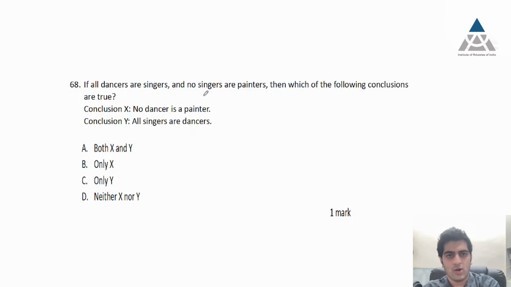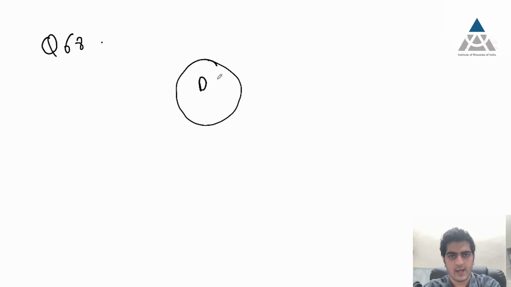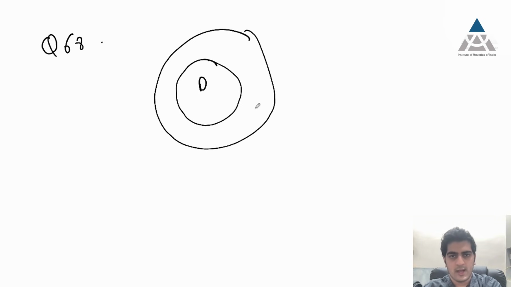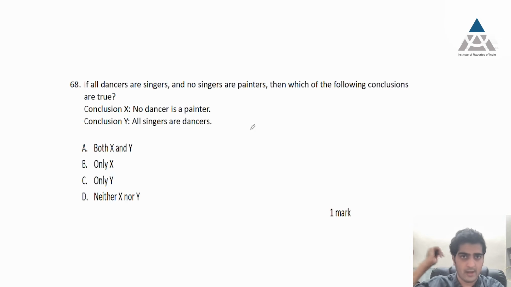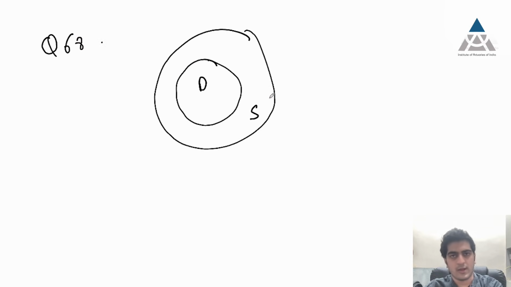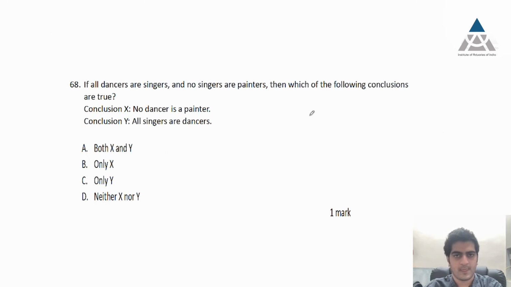So question 68 says all dancers are singers. So you have a Venn diagram of dancers and they are all singers. The opposite is not necessarily true. All singers may not be dancers, right? No singers are painters. So there are painters, but no singers. None of these guys is a painter. So you have an entire Venn diagram of painters and none of them could be singers. There cannot be a single overlap over here.